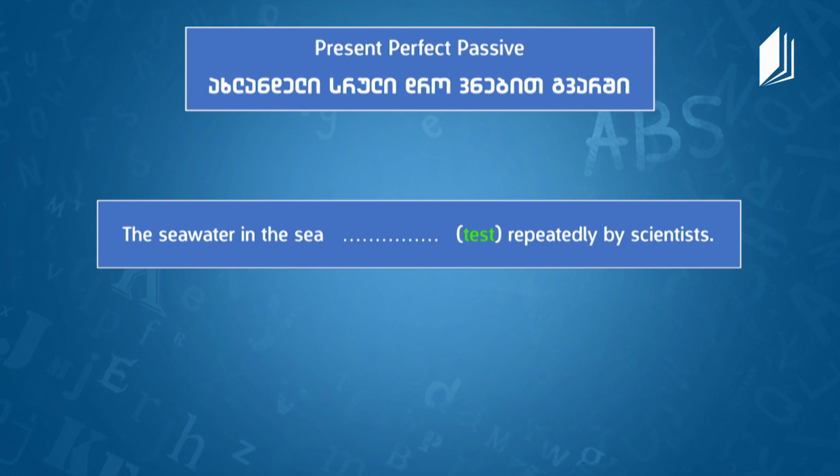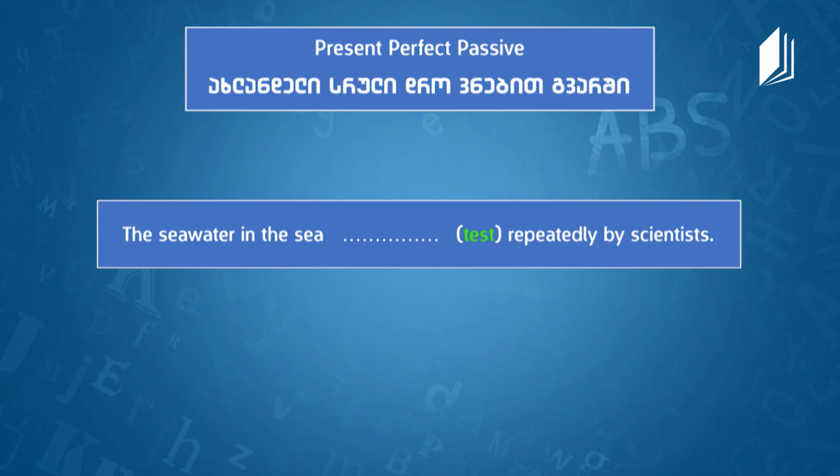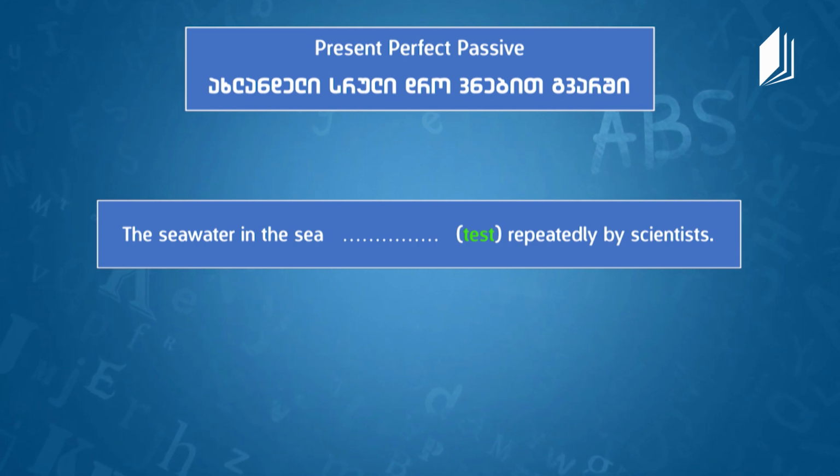Now let's try it. Okay, now let's read the sentence. The seawater in the sea, then we have the verb test, repeatedly by scientists. So the agent, the doer of the action, is at the end of the sentence. So I can guess that I have to use present perfect passive. And it will sound like this. The seawater in the sea has been tested repeatedly by scientists.